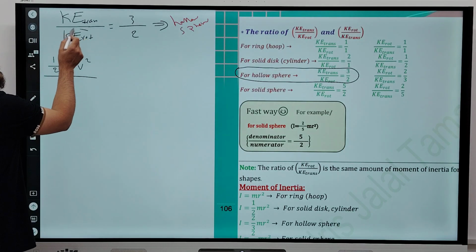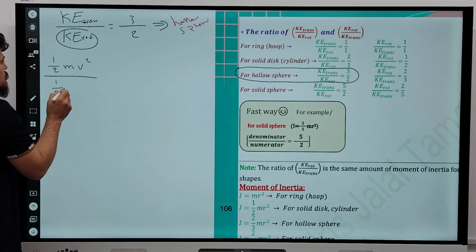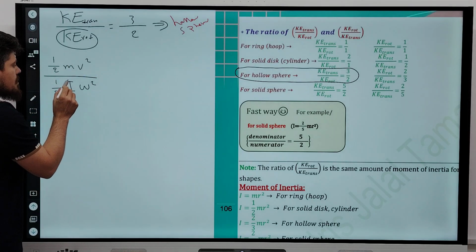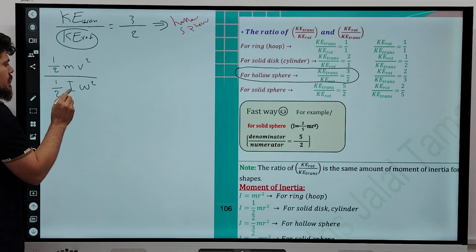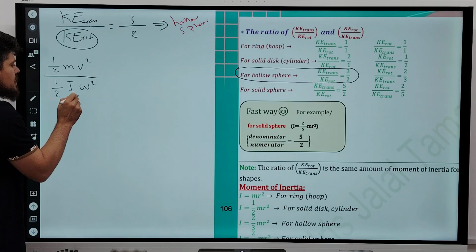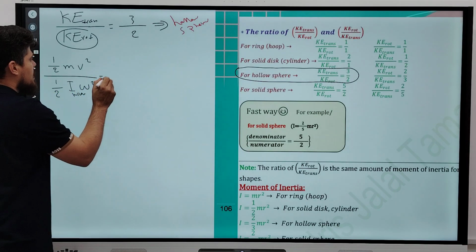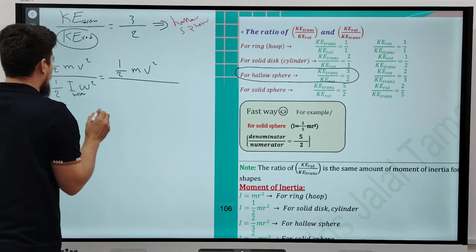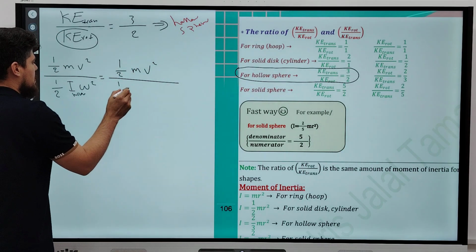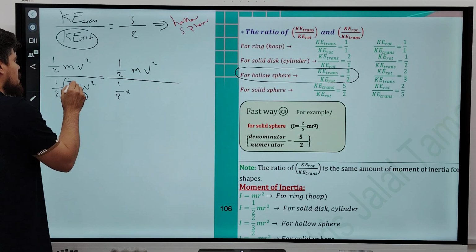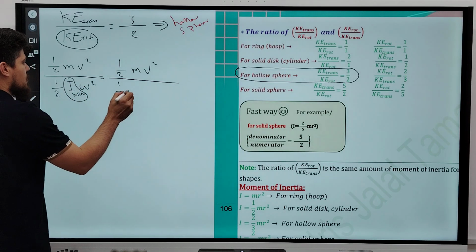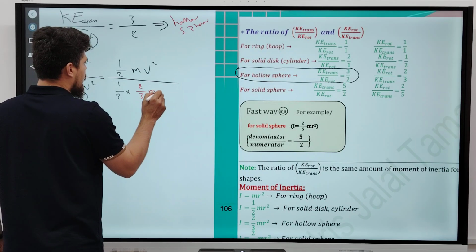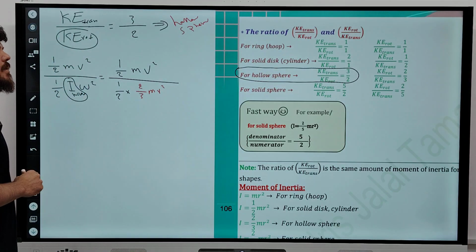What about rotational kinetic energy? Rotational kinetic energy is equal to 1/2 I omega squared, the moment of inertia times the angular speed squared. The moment of inertia for what? For the hollow sphere. Write down the translational kinetic energy the same, and 1/2 times, and instead of the moment of inertia, for the hollow sphere it is equal to 2/3 mr squared.